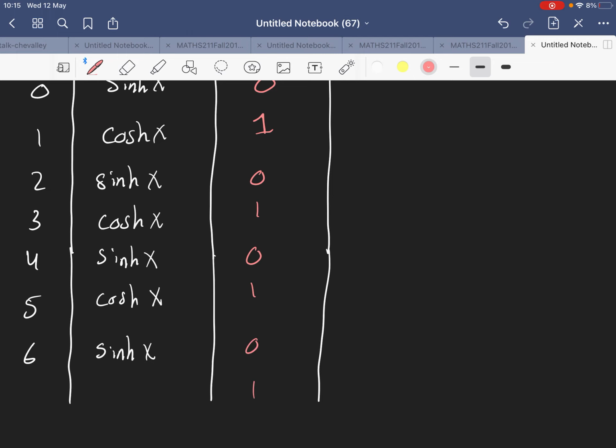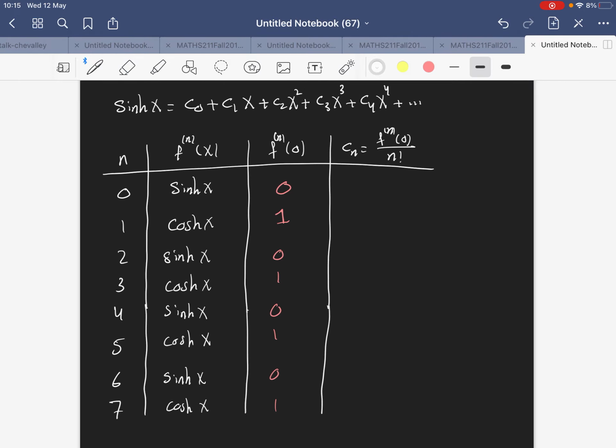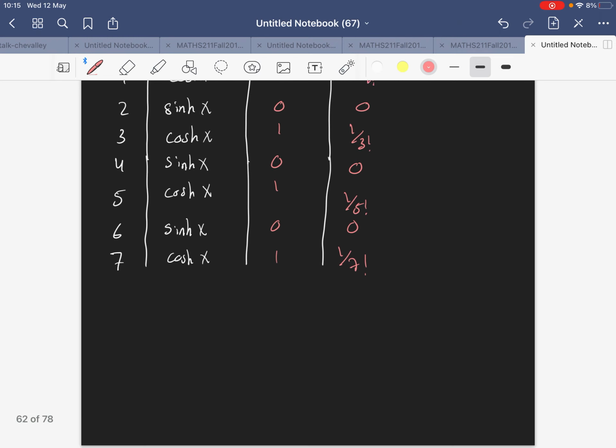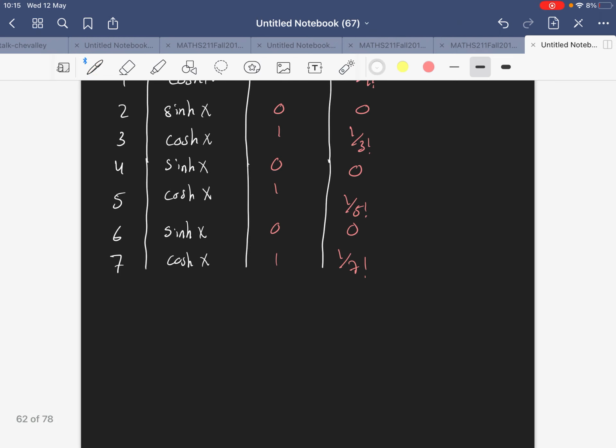So if it is odd, I repeat, if it is odd, the answer will be 1. If it is even, the answer will be 0. So there will be no even power of x. Finally, we just need to divide. The zeros are already zeros. We don't do anything for them. The rest of them is just 1 over 1 factorial, 1 over 3 factorial, 1 over 5 factorial, 1 over 7 factorial. And that's what we get, the formula for the sinh.